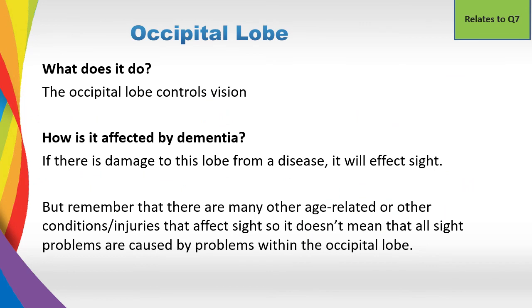The occipital lobe, what does it do? This controls your vision. This allows you to see. How is it affected by dementia? If there is damage in this lobe from a disease, it will affect your sight. But you have to remember that there are many other age-related conditions or injuries that can affect sight. So just because somebody wears glasses or is struggling to see in older age, it doesn't necessarily mean that they're going to have a problem with their occipital lobe. There could be many other causes for this.